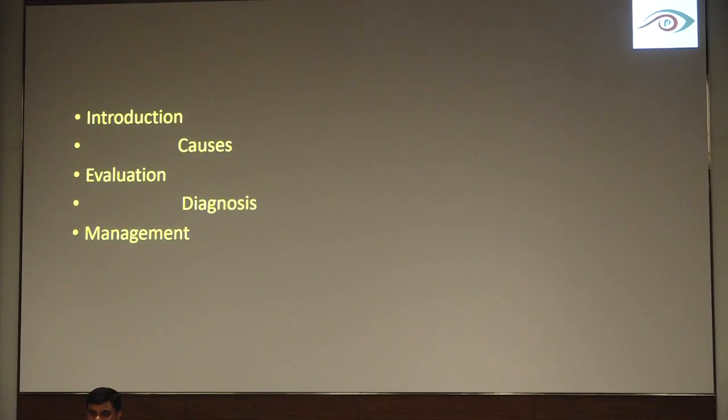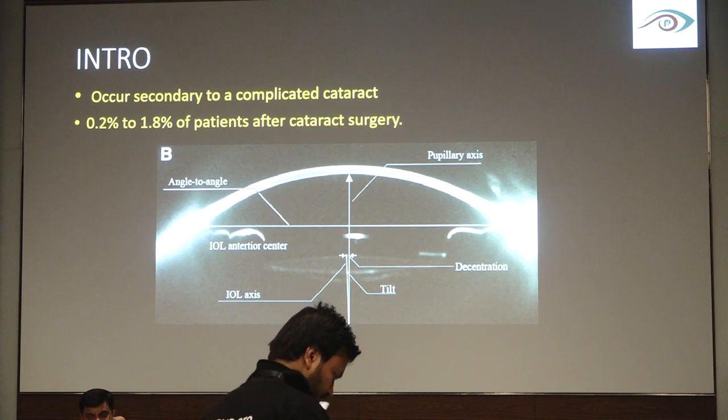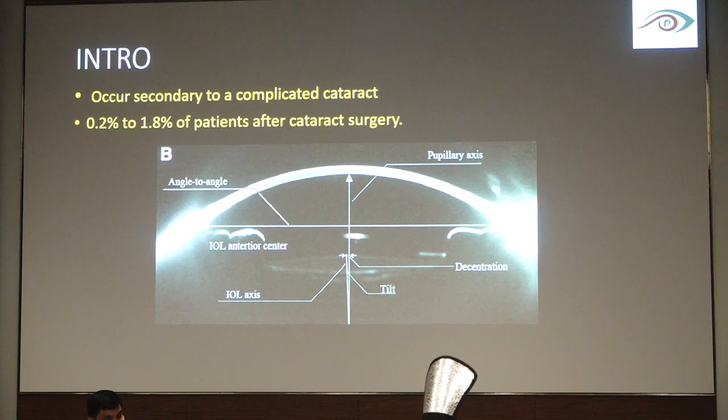I'll start by giving you a brief introduction about decentration and tilt. So let's go about it. Basically, we see this not usually only due to complicated surgery, but even after normal cataract surgeries we can see this happen. Usually it occurs in 0.2 to 1.8% of surgeries. There is no clear definition for decentration or an IOL tilt, but what you can say is that the distance between the pupillary axis and the IOL axis is called decentration, and the degree between them is called IOL tilt.